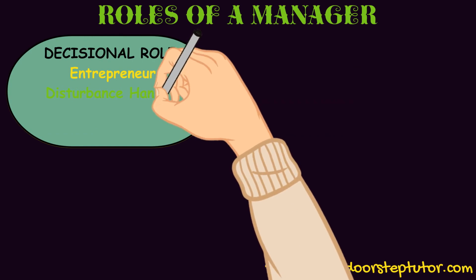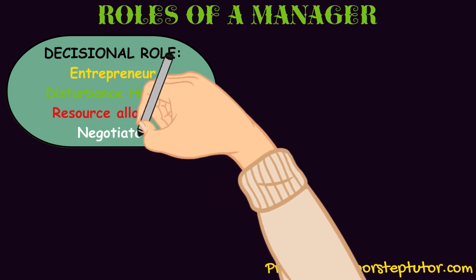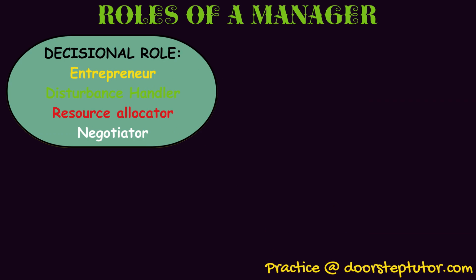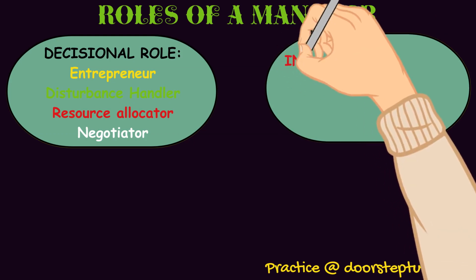Entrepreneur, because the manager is the one who is going to take various decisions, like an entrepreneur does in an organization, in his startup, right? Then a disturbance handler also. There are many distractions, many things which need to be kept in mind before taking a decision, everyone's view. So he also handles the various disturbances. Similarly, he allocates the various resources available in the organization and is also a negotiator. When there is a conflict between two parties, he is the one who is going to negotiate the final thing or price, whatever, right?